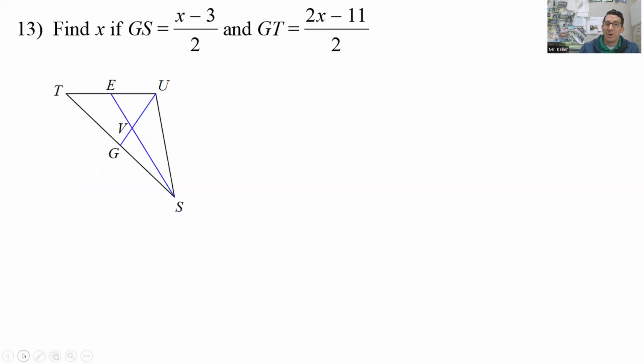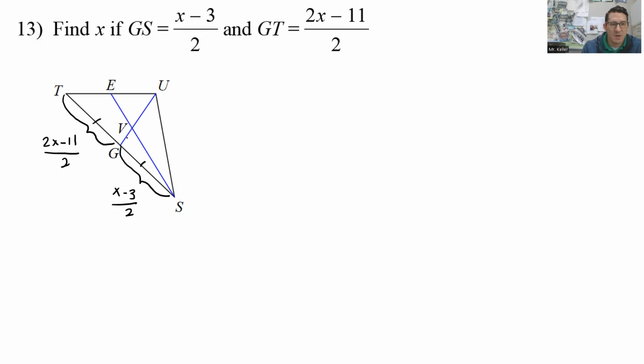All right. Another one here, like we did last time, where we have some expressions. Again, I'm going to label some things. So G to S is x minus 3 over 2. And then G to T, this segment here, is 2x minus 11 over 2. All right. UV is a median. It is cutting those in half.